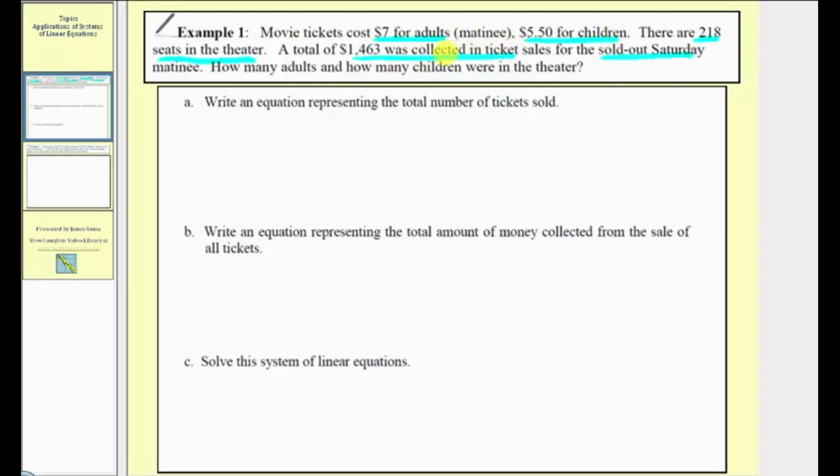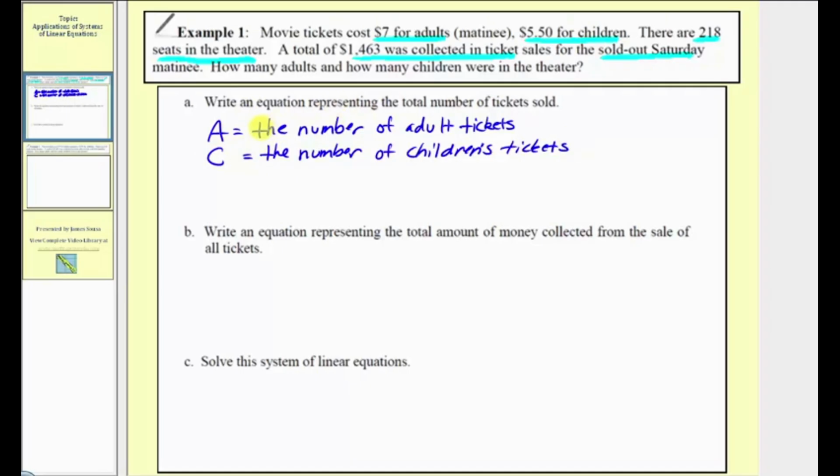So let's use variables to help us remember what these represent. So let's use A for adults and C for children. So A is equal to the number of adult tickets, and C is equal to the number of children's tickets.